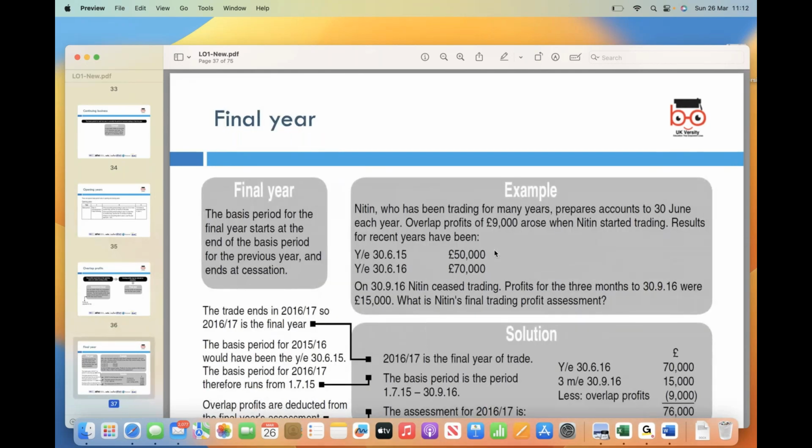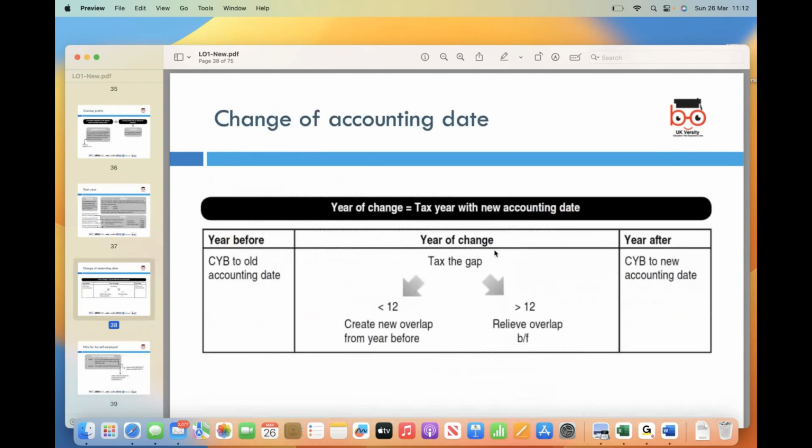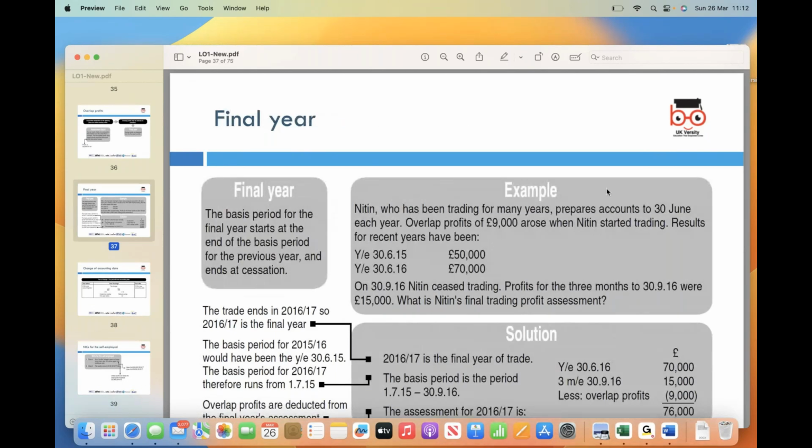If a business has been taxed twice on any profit during its early years, those profits are known as overlap profits. Here we are talking about a basis period example. Nitin has been trading for many years and prepares accounts to 30th June each year. An overlap profit of 9,000 arose when Nitin started trading. Results for recent years have been: year to 30th of June 2015, 50,000, and year to 30th of June 2016, 70,000.